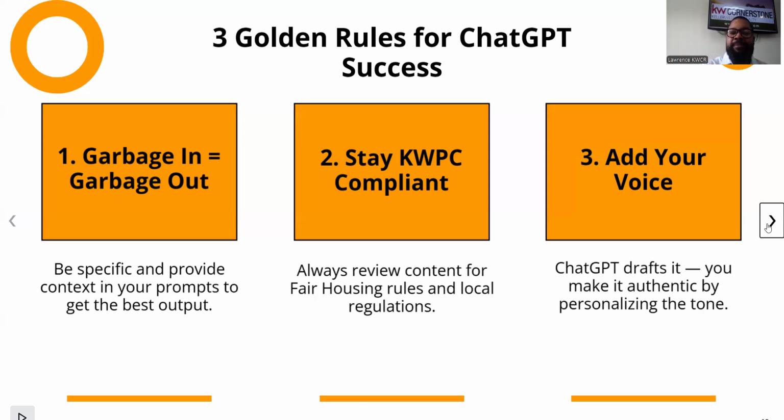So that leads me into number three, which is add your voice. ChatGPT drafts it, you make it authentic by personalizing the tone. Any content that you get from ChatGPT, if it's a post, if it's a text, if it's an email, whatever it is that's written text, you want to make sure it sounds like you. Because ChatGPT can sound very robotic. You can also ask it to sound more human. That's another aspect to it.